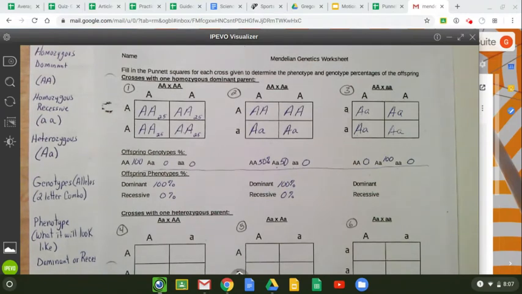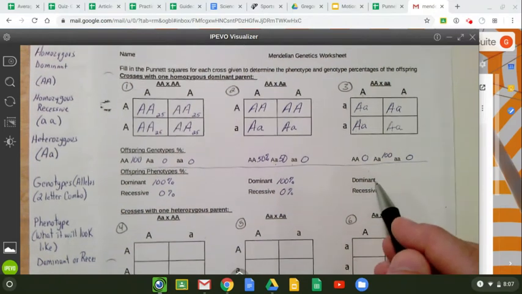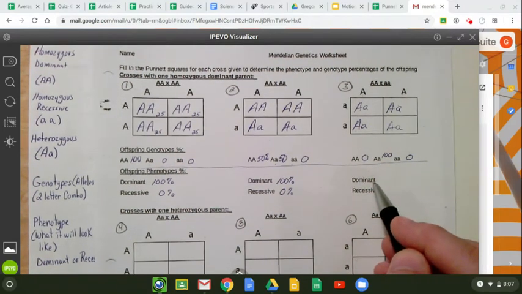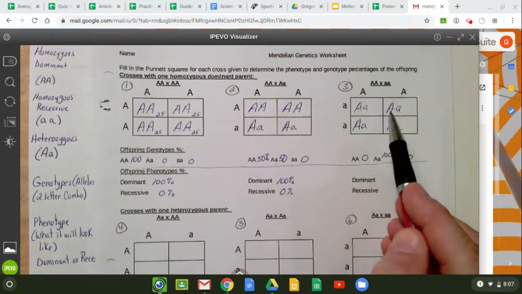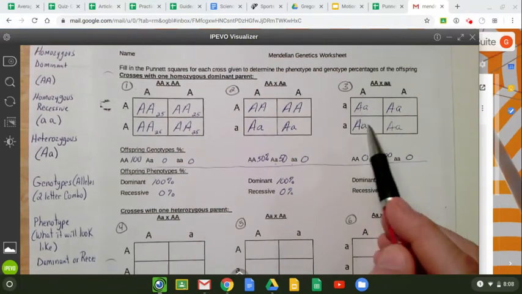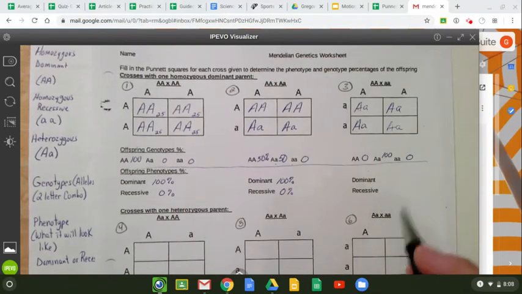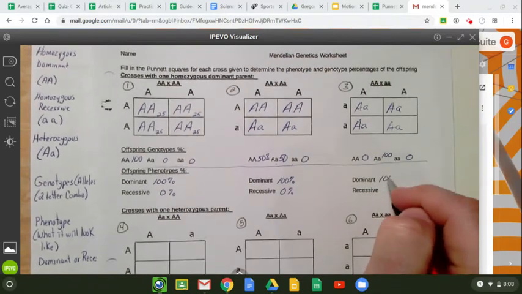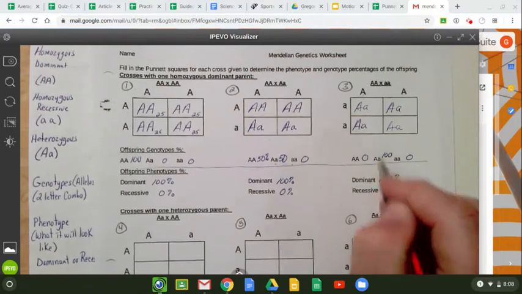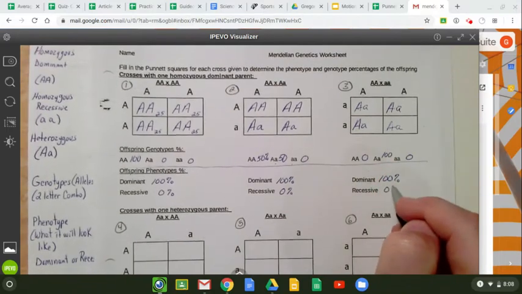of homozygous recessive. Now, offspring phenotypes. What percent is dominant? Well, again, 4 capital letters represented in this Punnett square, 1 in each box, going to give us 100%, and then recessive, 0.